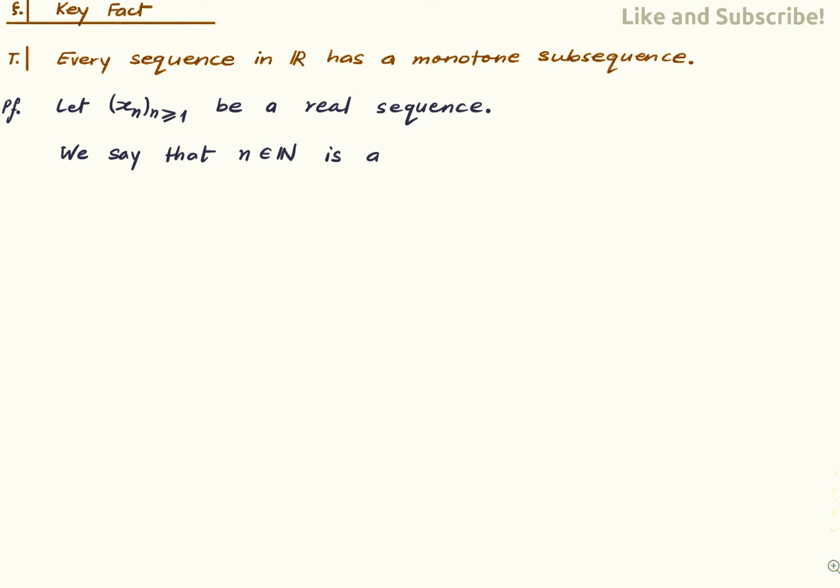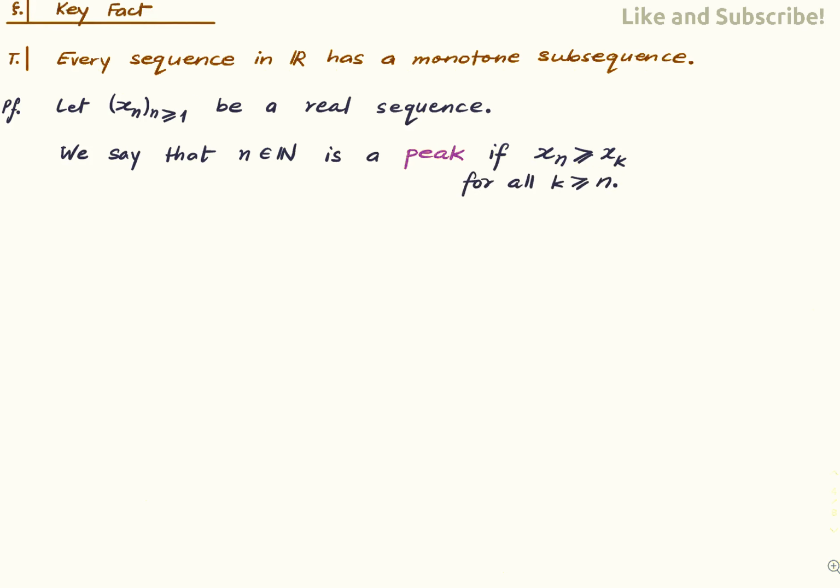Let me use a different color. It is a peak if this happens. So xn dominates, or maybe I should say, give me 1 second. Let's write it like this.